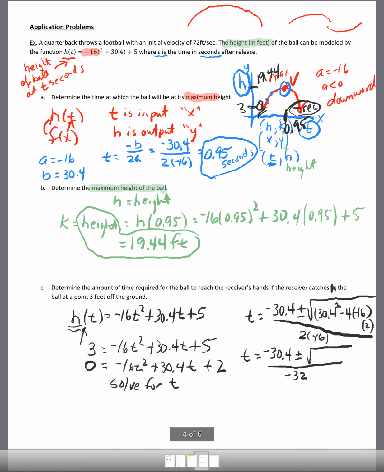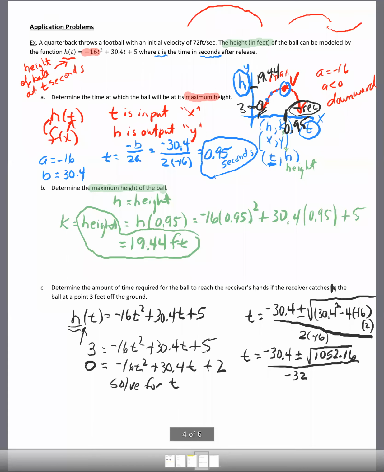All right, so if you'll go to your calculator and figure out what 30.4 squared minus 4 times a negative 16 times a 2 is. I ended up with a number, 1052.16. That's what's underneath my root. You can see now why, for sure, there was no way to factor this on our end.